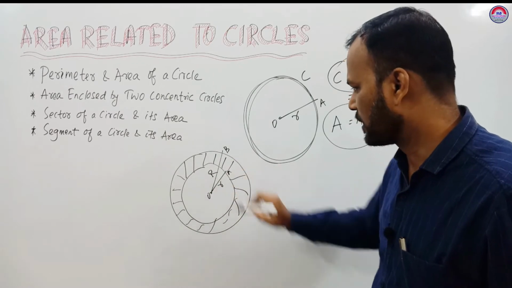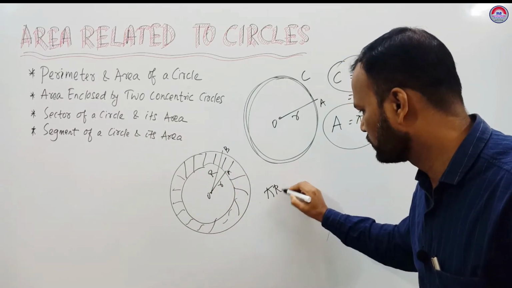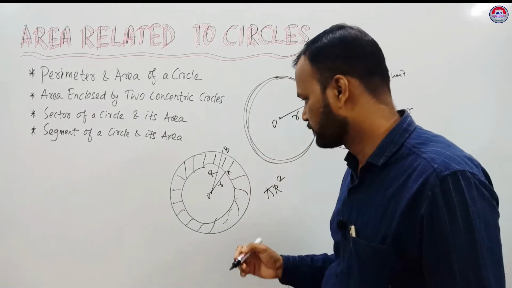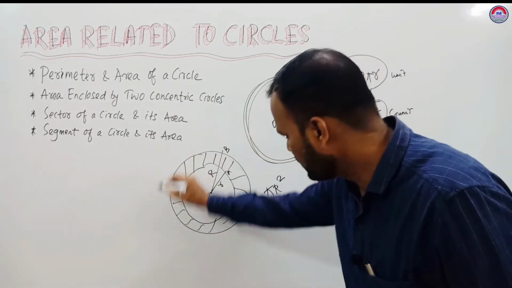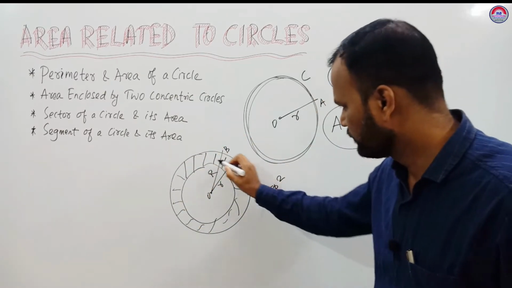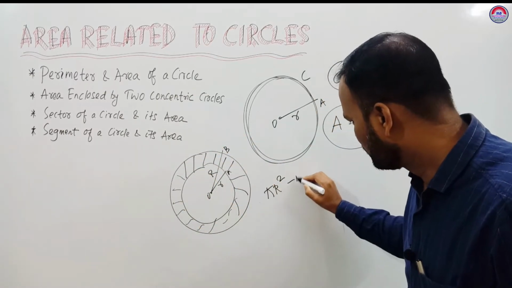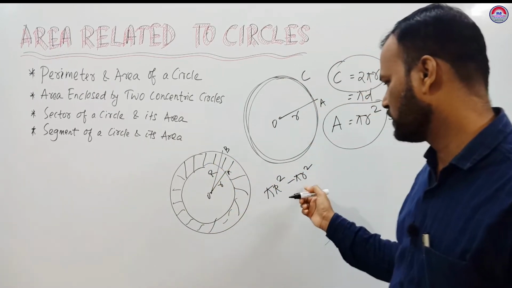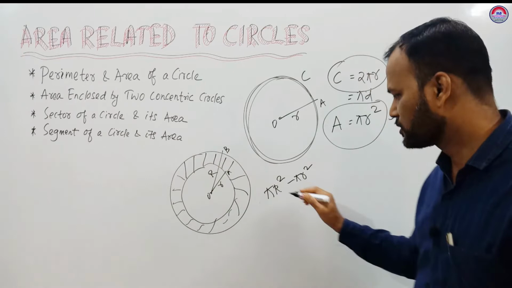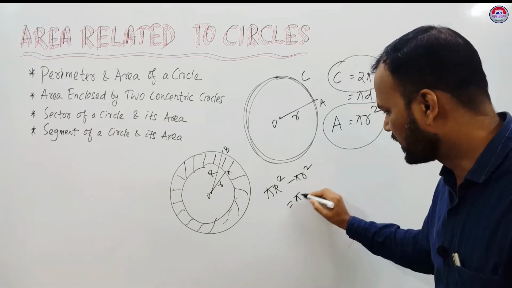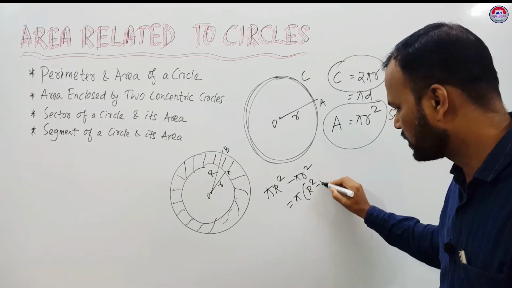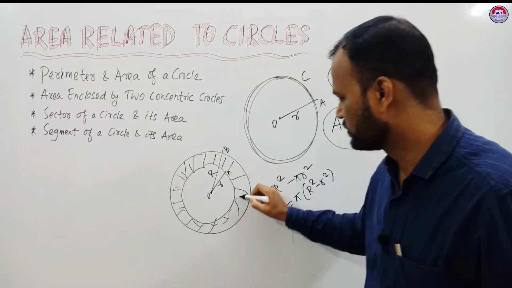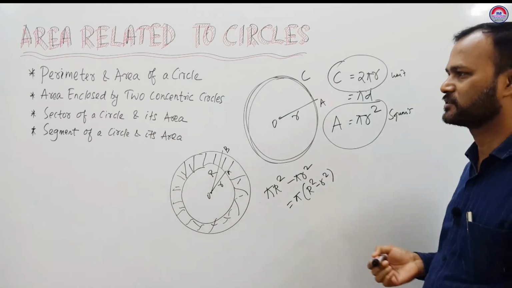First, you see OA is the capital R, so area will be pi R square. You know, area of a circle is pi r square. So pi capital R square. This is the total area of the bigger circle. Now you see this circle, if you subtract pi r square, because here you see pi r square is the area of the smaller circle. If you subtract, and take pi common, then it is pi times R square minus r square square unit. That is the area of the concentric circle.